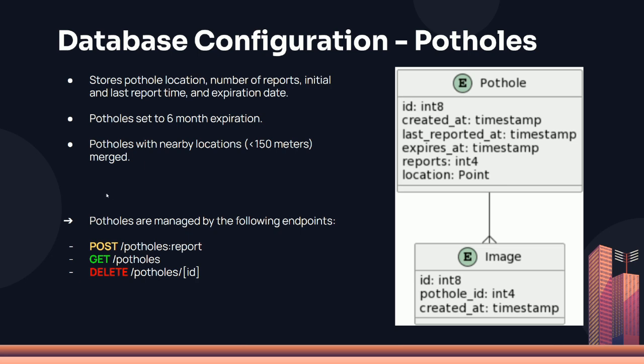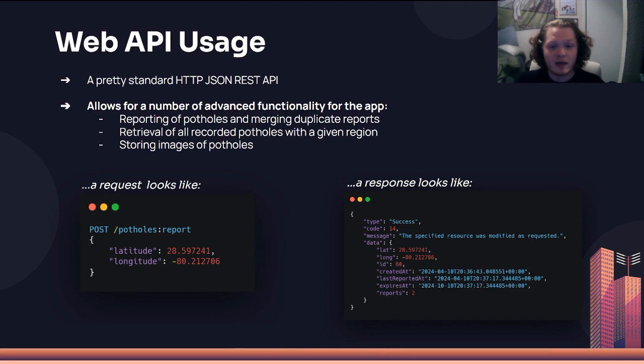And finally, in terms of potholes, we do have 3 endpoints: post, which given a location will either create or increment a previously alerted pothole; get, which given a location will return all of the potholes within a bounding box; and delete, which will remove a pothole from the database. In terms of the web API itself, it's a pretty standard JSON REST API, and it exists to allow a number of advanced functionalities for us in the app, mainly the reporting of potholes and merging these reports in a database, retrieval of all these reported potholes within some given area, and storing images of those potholes and retrieving them as well.